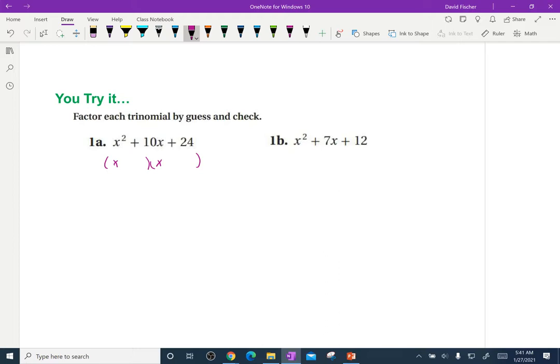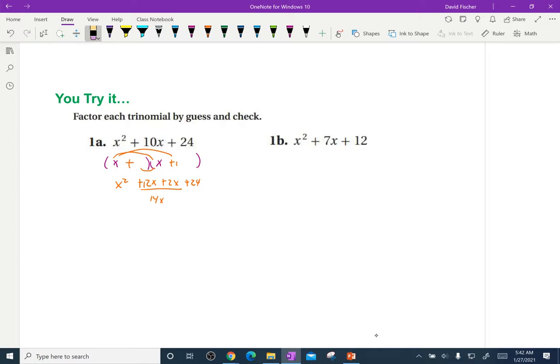Now, sometimes if you just stop for a minute and think about it, some kids would jump right to 12 times 2. So if I put a plus 2 here and a plus 12 there, now again, you're going to have to do FOIL, so x squared plus 2x, what did I say, 12 here, didn't I? That's going to be a 12x's plus 2x's plus 24. Well, my middle x's add up to 14x's, so that's not the answer.